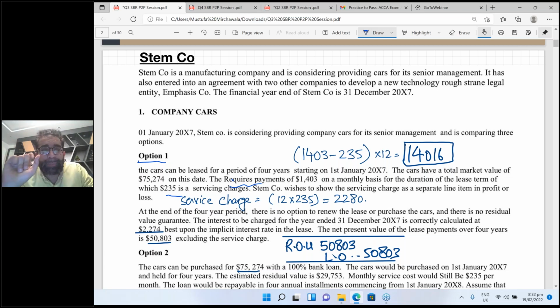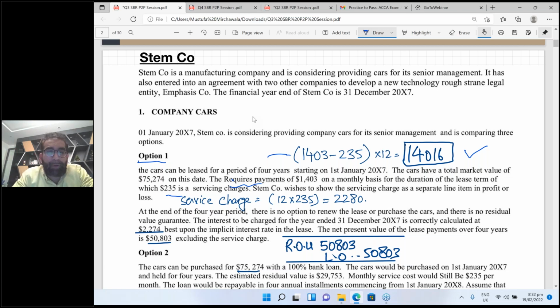Okay. So now let's calculate the pure lease payments. See, 1403 is the per month amount. It includes 235 as a service charge. So this is the monthly lease rental, pure lease rental, I have removed the service charge. So now this is monthly multiplied by 12, 14016. These are the annual lease rentals. 14016 pure annual finance lease rental I have taken out separately.